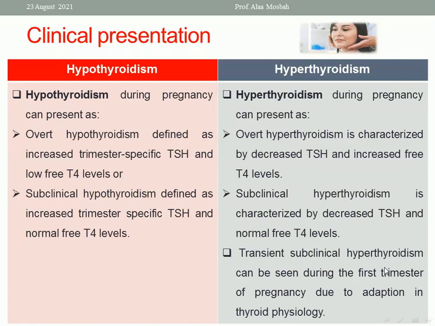While in hyperthyroidism, overt hyperthyroidism is characterized by decreased TSH and increased free T4 level. While subclinical hyperthyroidism is characterized by decreased TSH and normal free T4 level. Okay, what about transient subclinical hyperthyroidism? It can be seen during the first trimester of pregnancy due to adaptation in thyroid physiology.